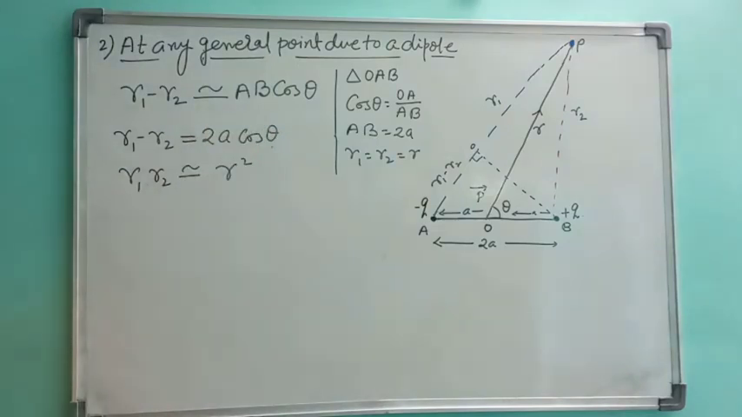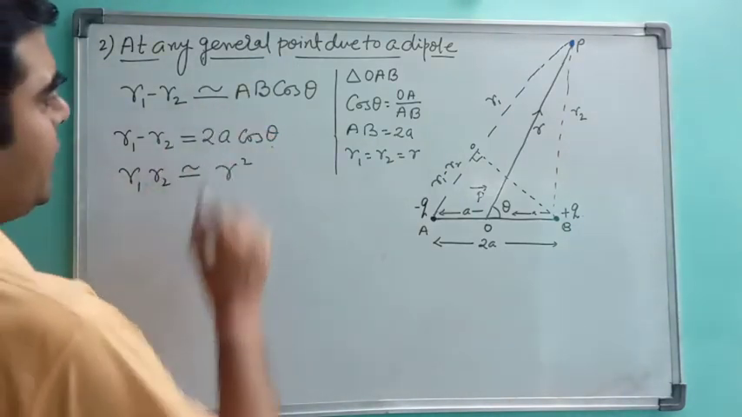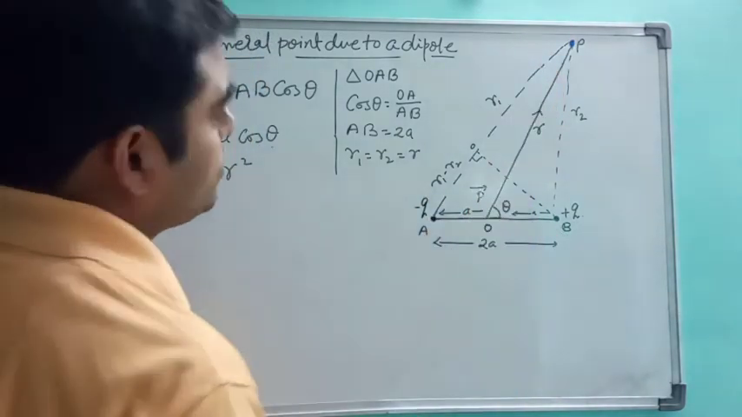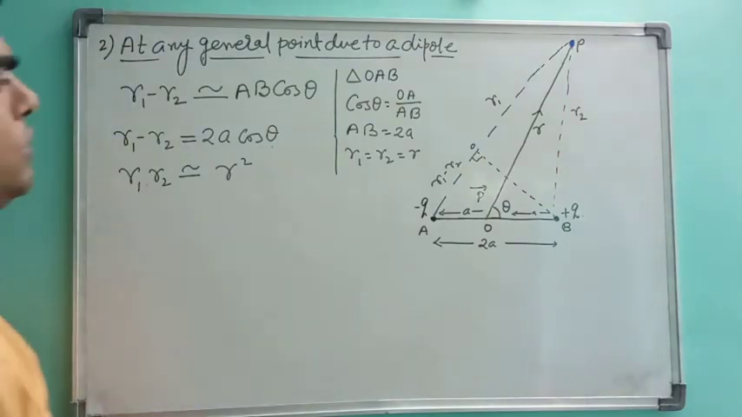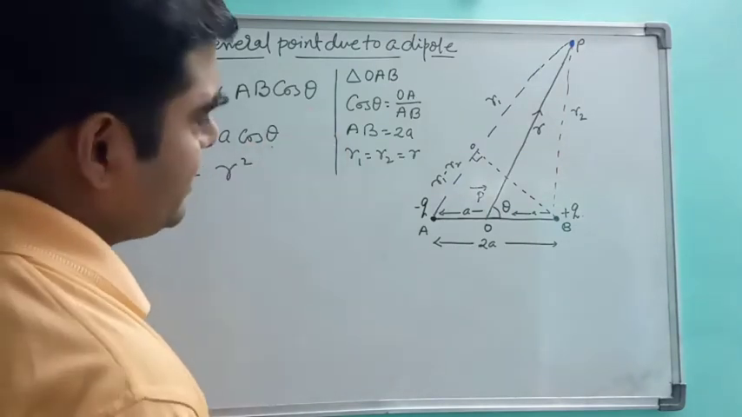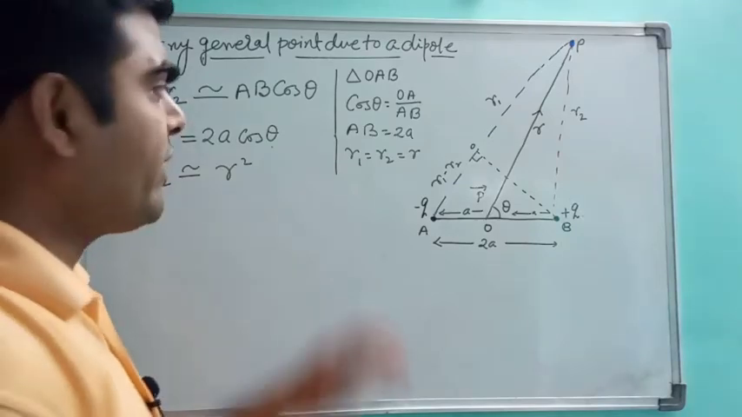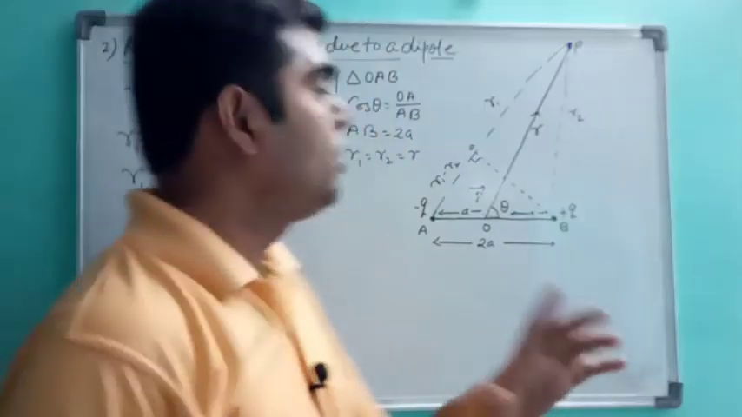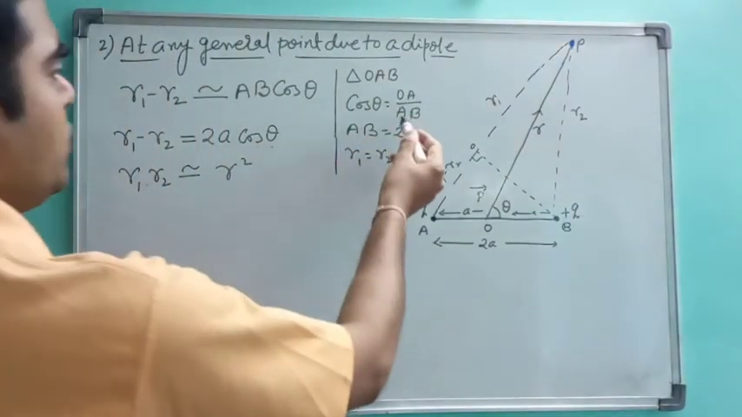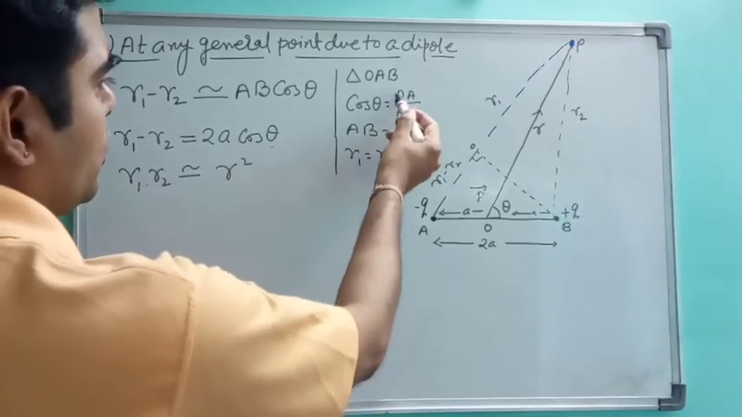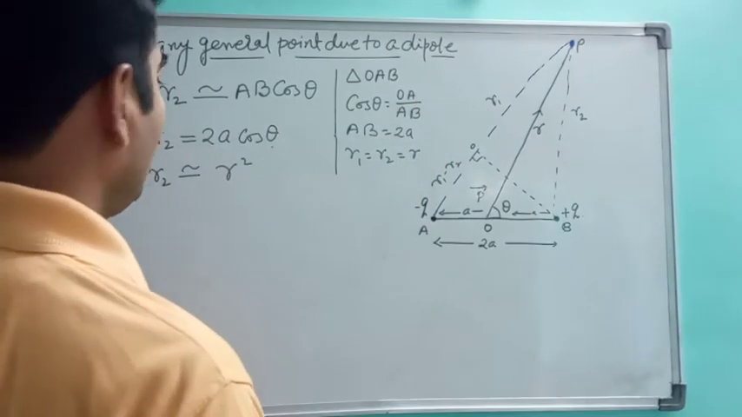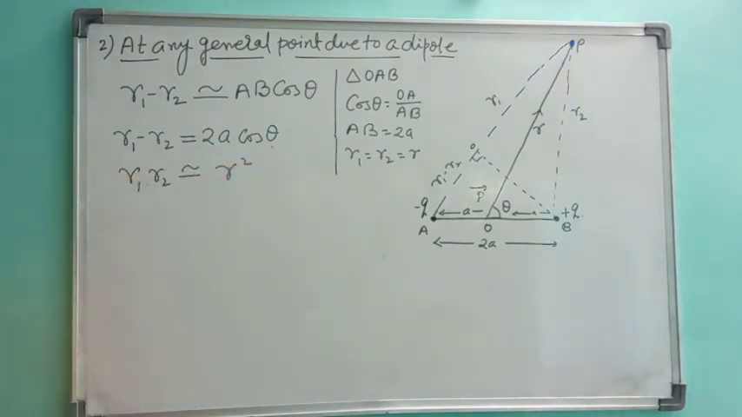This is the main mechanism in this point. So R1 minus R2 is approximately AB cos theta, because point B is perpendicular to the AP line, so it makes a right angle triangle, triangle OAB. Now cos theta is equal to, why will we find the cos theta? Again repeat, the electrical potential is a scalar quantity. So cos theta is equal to OA upon AB. AB is equal to 2a, and R1 and R2 both are equal to R. So these values are found.